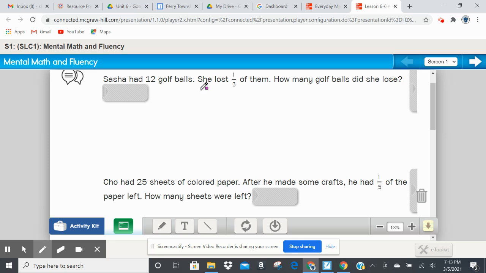So for this problem, we are going to need to find one third of 12, which means the same as multiplying. So really, all we have to do is multiply straight across. So 1 times 12 is 12. 3 times 1 is 3. We can't leave our fraction that way. We have to divide it.